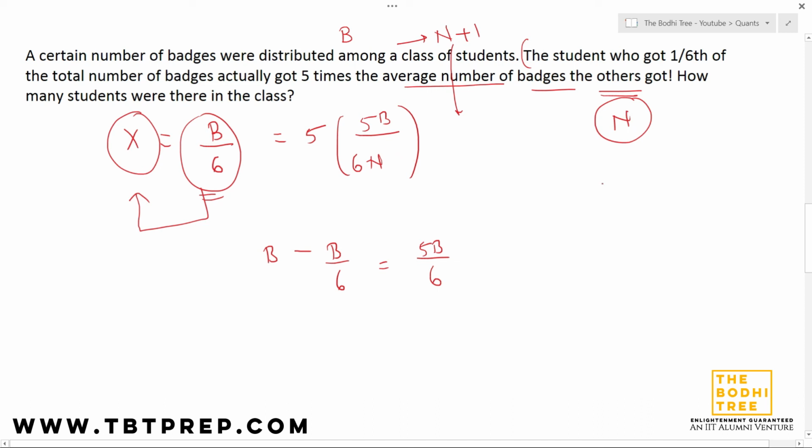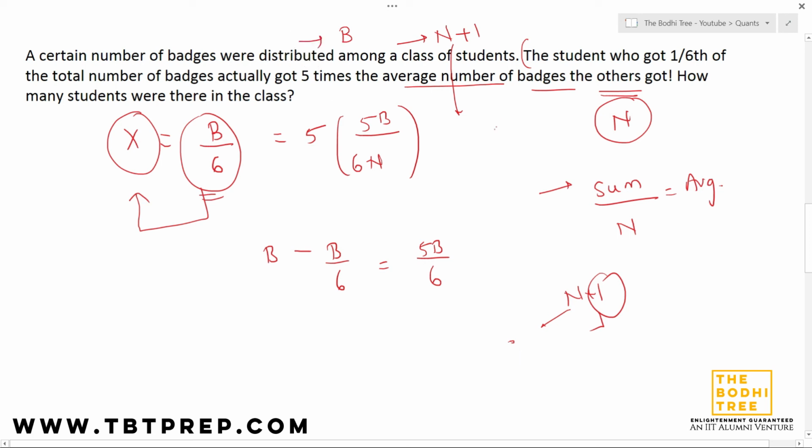So I hope you have understood. We have used our same formula that we always use. Sum upon n is nothing but average, right? In this case, sum is nothing but the total number of badges. So total number of badges initially were b, but we handed over b by 6 badges to this one student, right? So the remaining badges, that is 5b by 6, is the sum that is left with us. Those number of badges we are handing over to these n students, right? Because we have n plus 1 students. One student gets b by 6 badges. These n students get 5b by 6 badges. So total will be 6b by 6, that is b badges. That is what we started with.